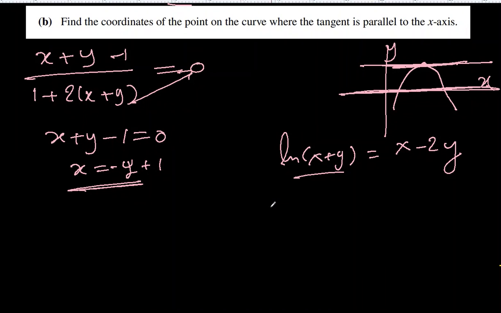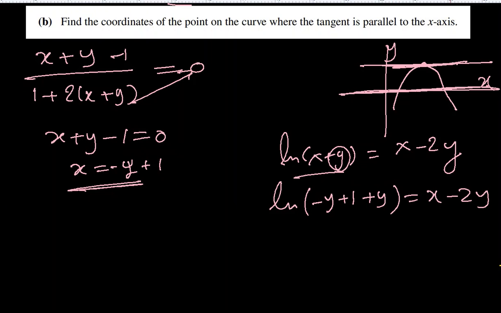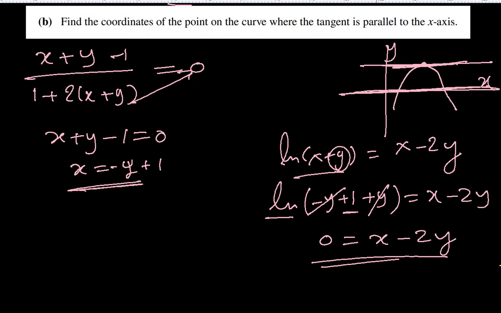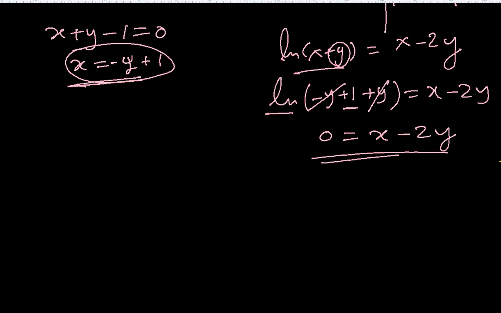So let's substitute this into this equation now. ln, in place of x I will write minus y plus 1, and plus y was already here, equal to x minus 2y. So minus y and plus y cancel. ln 1 is left, and ln 1 is always 0. x minus 2y. And this, we got another equation. Let's substitute back this x value in this one. Is that going to help us?